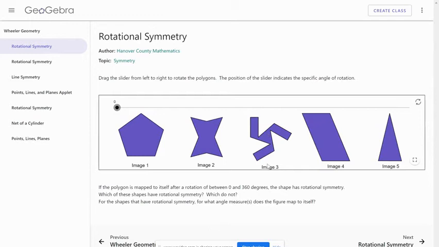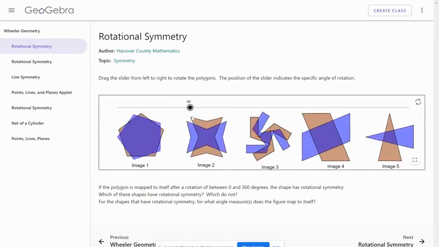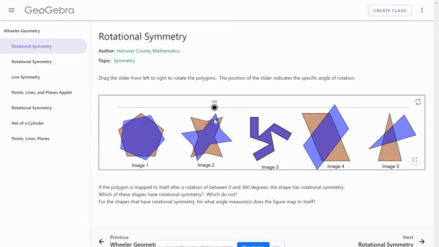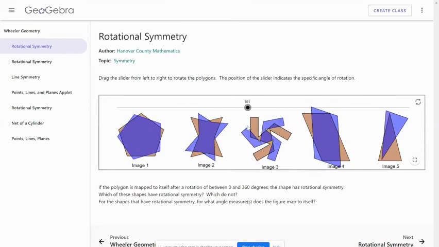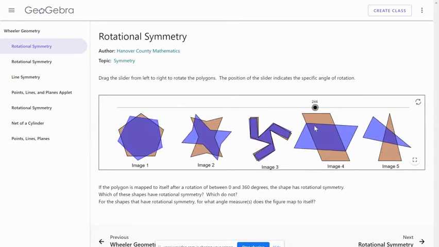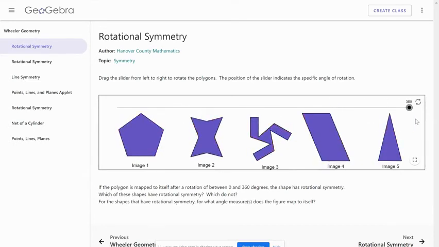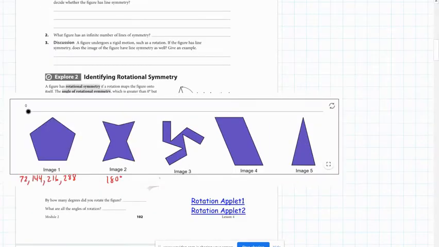This one, image 3, is kind of like an equilateral triangle. It's got 3 congruent branches to it, and so it's going to be just like the equilateral triangle. It's going to be 120. So there's our first match. If you're watching image 3, it's 120, and then it'll match again at 240, and then it won't match again until 360. Okay, so this one has 120-degree rotational symmetry and 240-degree rotational symmetry.